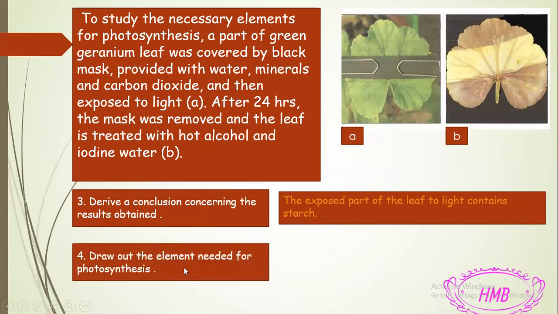Number four, draw out the element needed for photosynthesis. Since I have starch in the leaf, that means the leaf performs photosynthesis. Now the question, what is the element needed for photosynthesis? It was the light. So the light is the first element necessary for photosynthesis. This experiment was done to show that the necessary element for photosynthesis is the light. This is the first part of this lesson.